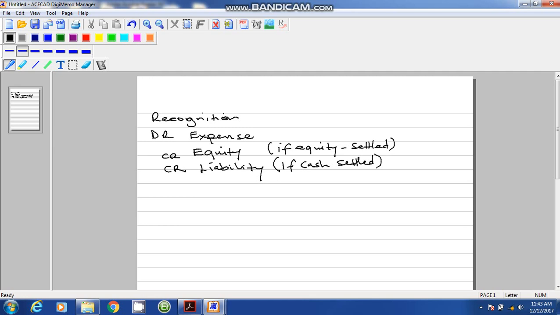After recognition, we move to measurements. Under measurements, there are two methods. The first method is the direct method. Under the direct method, we use the fair value of goods or services settled.